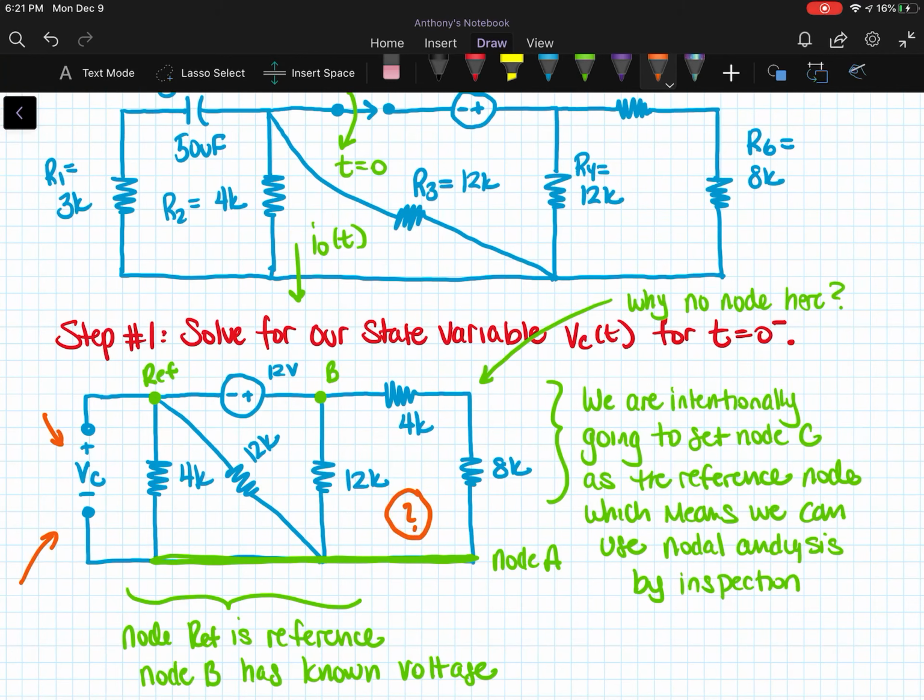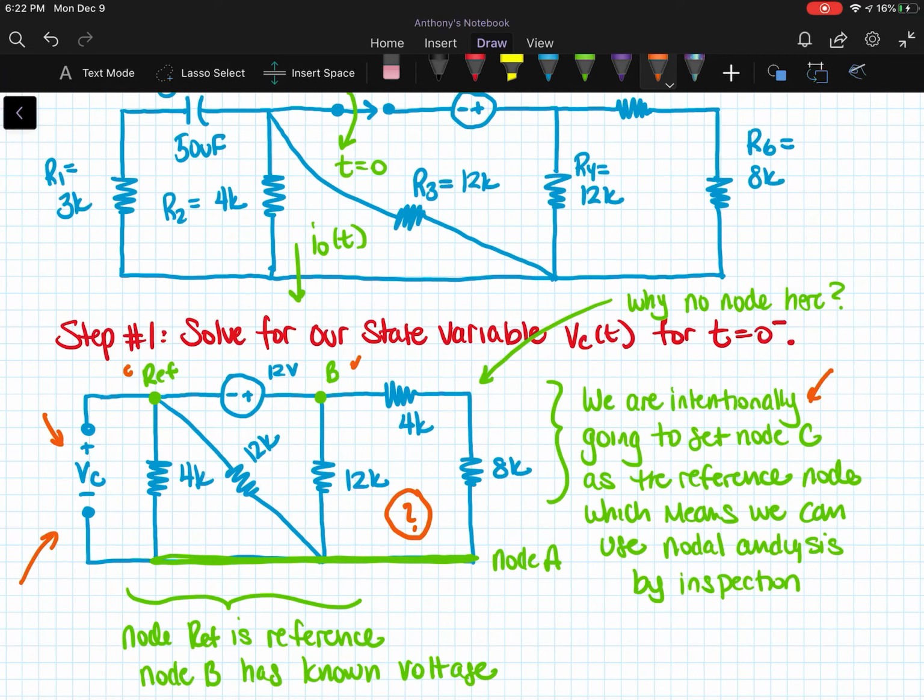Here is where we get to an important point, which is the exam is cumulative, even though we may not explicitly be testing nodal analysis and mesh analysis, because we're going to need nodal analysis or something similar in order to solve this circuit. And so I think one of the more interesting parts of this problem is how I set up the nodal analysis. So we're going to intentionally set node C, which is right here, as the reference node.